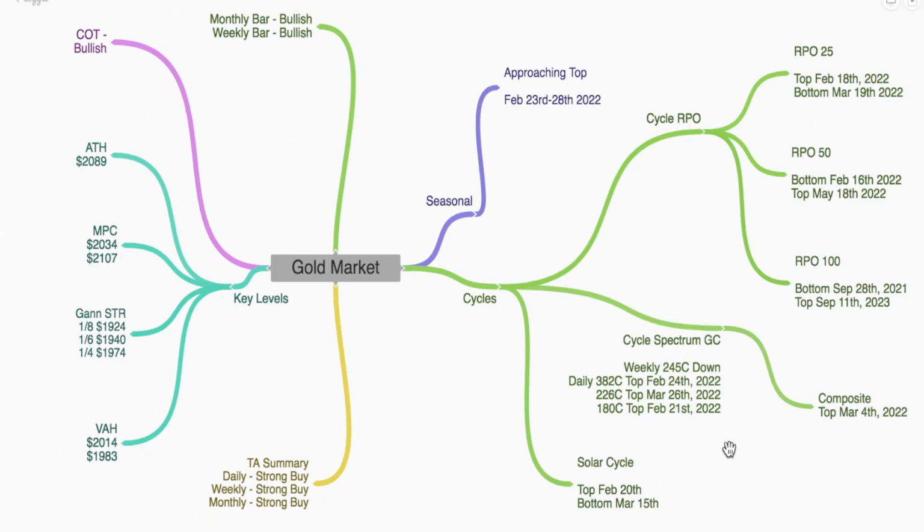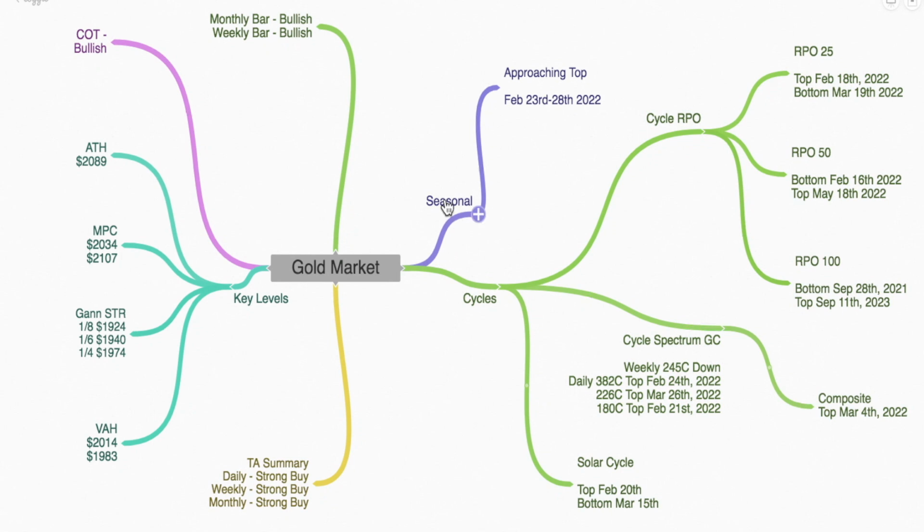So what I just covered here, this is what I call my mind mapping. And this is the area that we just covered, cycle spectrum on the future. So the weekly, 245 is down. The daily, there's a top on the 24th. On the 226, there's a top on March 26th. And on the 180 cycle, there's a top on the 21st. So these two topped out already. There's one approaching, do the composite, and there's a possible top on March the 4th.